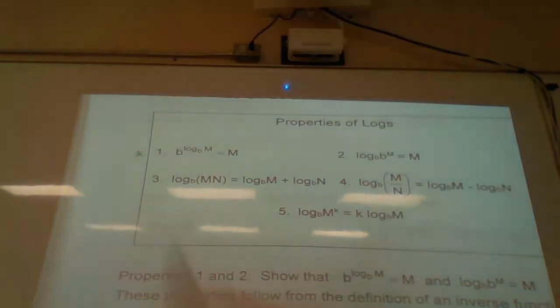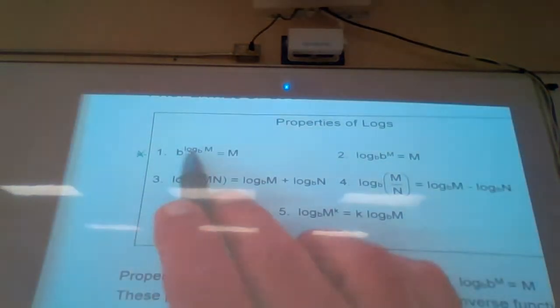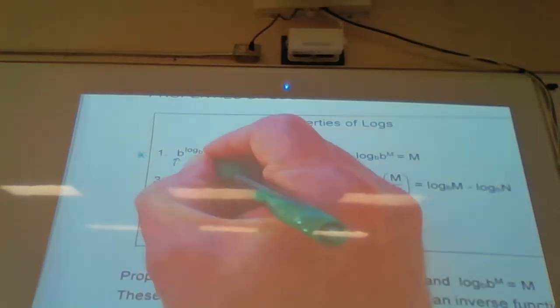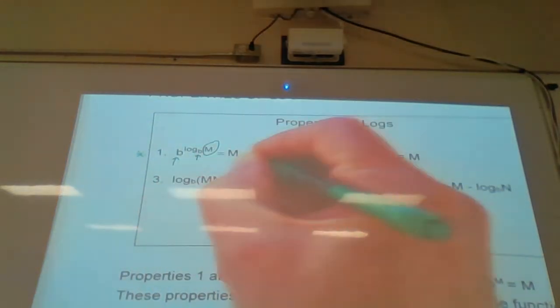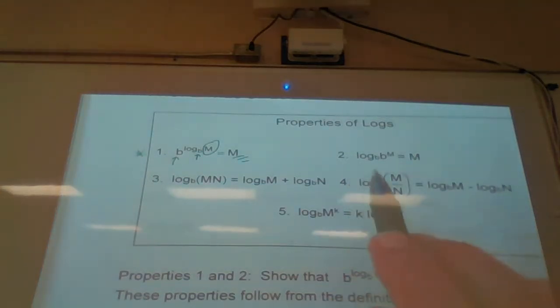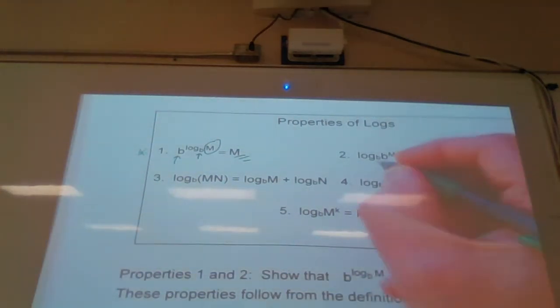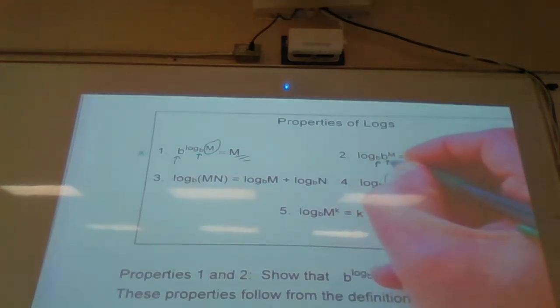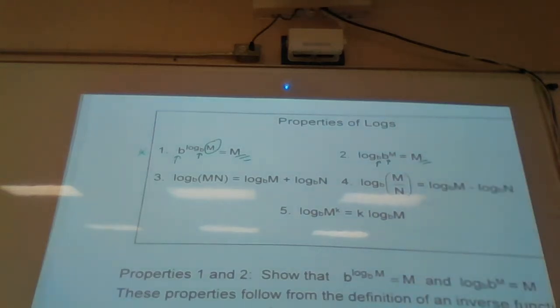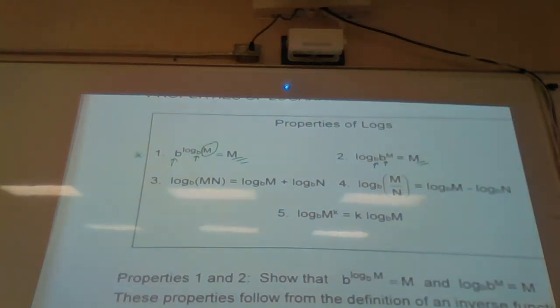to the base. If I have log base b of b to the m, because these two have the same base, the answer is m. Same thing over here. If this is log base b of base b, it's important that if they have the same base, again, the answer is going to be m in this case.